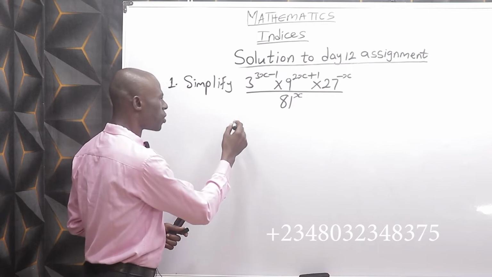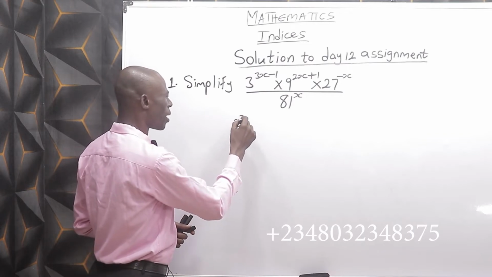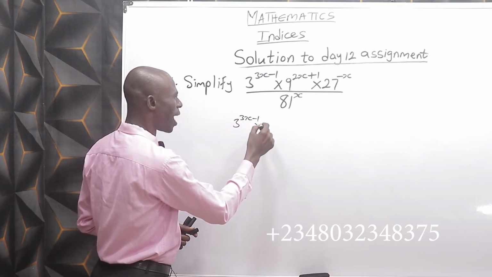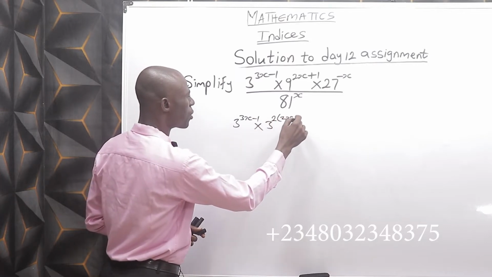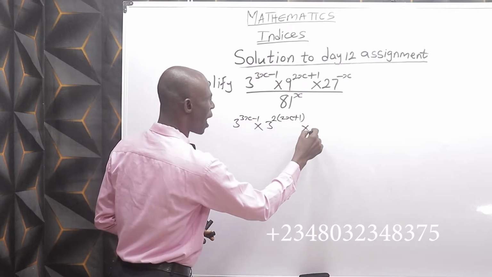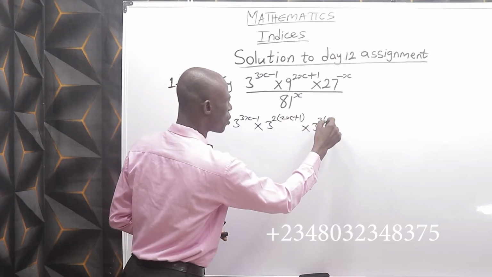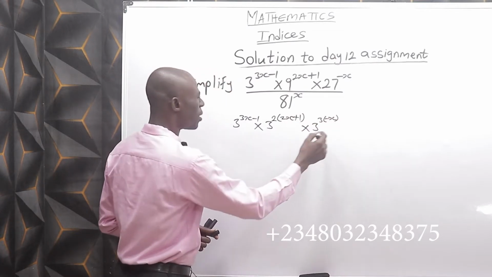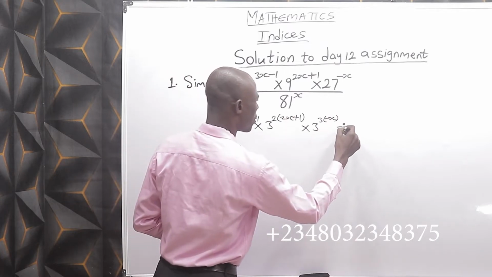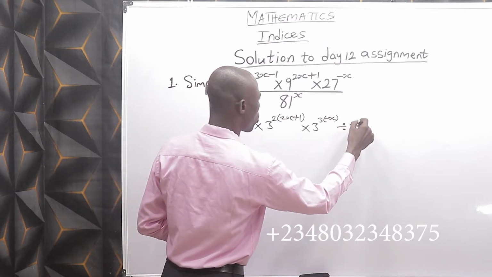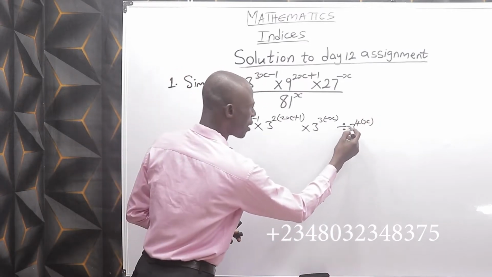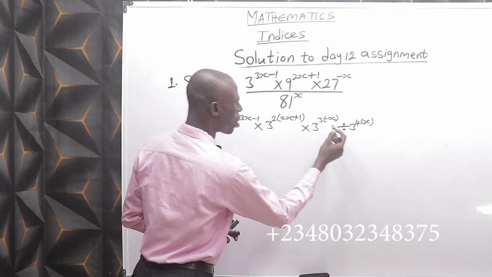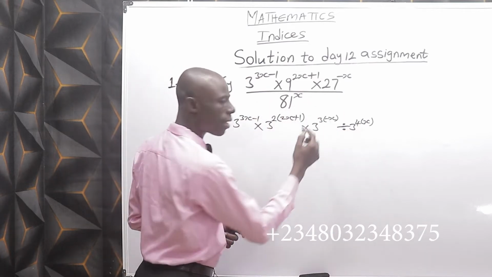To simplify this, we have 3 raised to the power 3x minus 1 times 3 raised to the power 2 into 2x plus 1 times 3 raised to the power 3 into minus x divided by 3 raised to the power 4 into x. This division sign is what I use to represent the division line here.